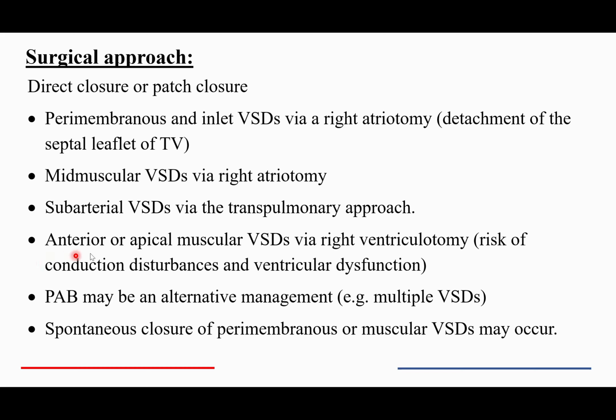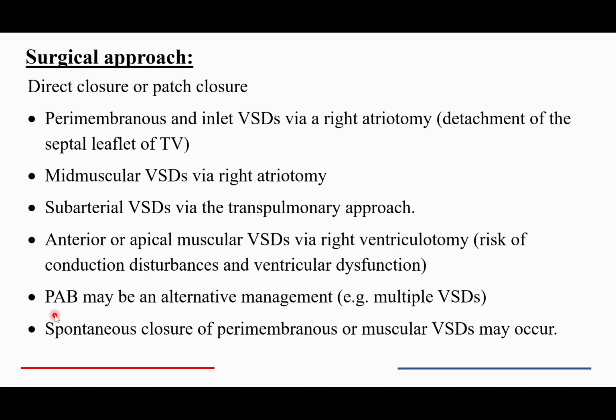In anterior or apical muscular VSDs via a right ventriculotomy, a risk of conduction disturbances or ventricular dysfunction because of the ventriculotomy. So if we can avoid ventriculotomy as possible, we should avoid it. But if the VSDs are not accessible except from this ventriculotomy, so it will be done.